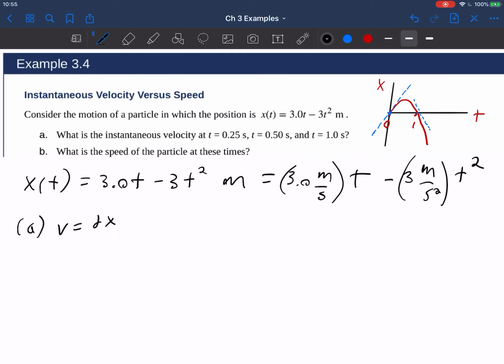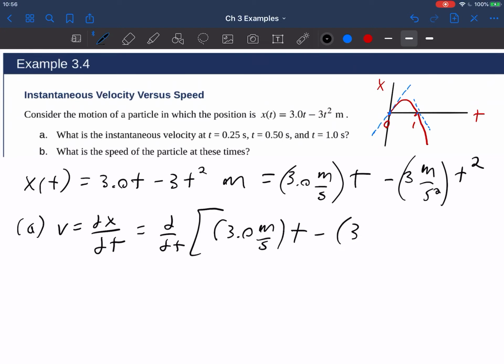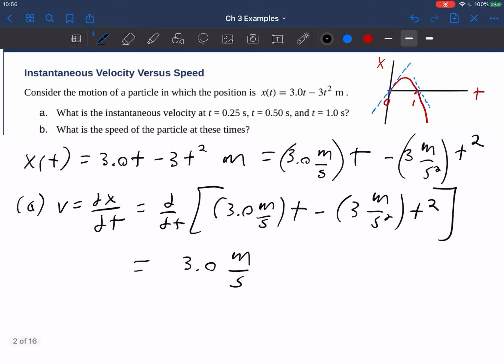So if we ever want to find our velocity, and if we know our position as a function of time, we just have to take a derivative of that. So I'm going to take the derivative of this big equation that we had just written down. We have 3.0 meters per second times time minus 3 meters per second squared times t squared. When I take that derivative, that first t just goes away, so I have 3.0 meters per second, and I can check that has units of velocity, so that's a good thing.